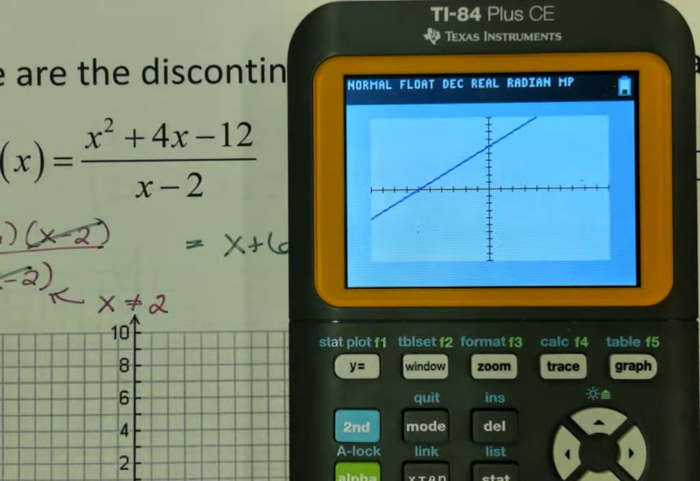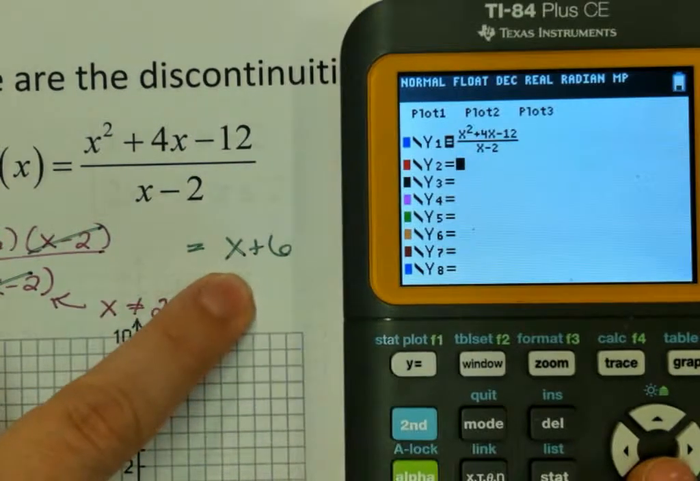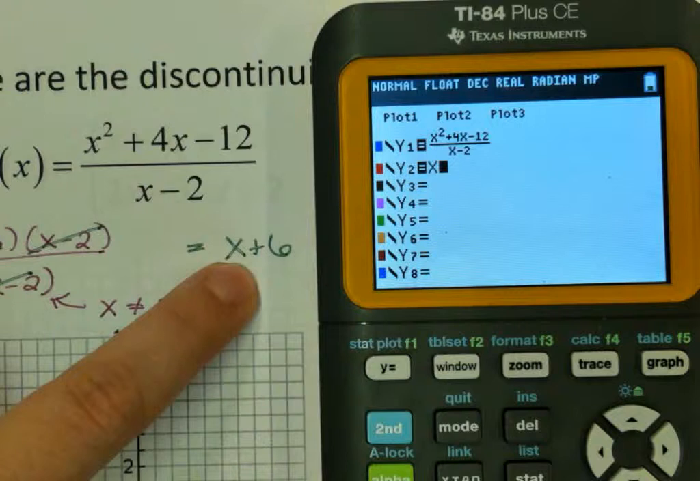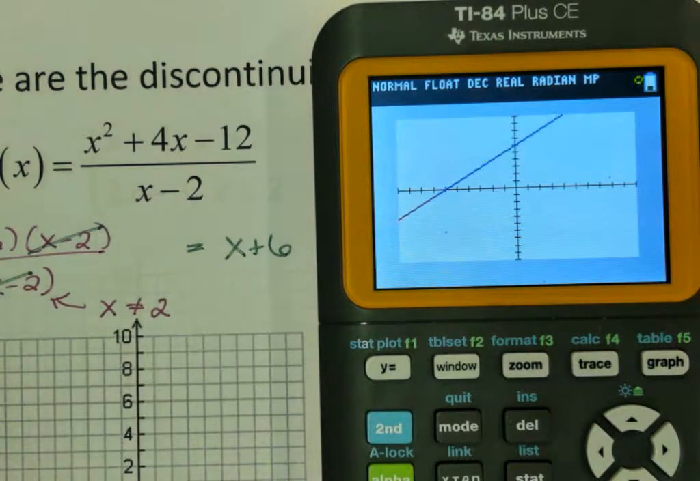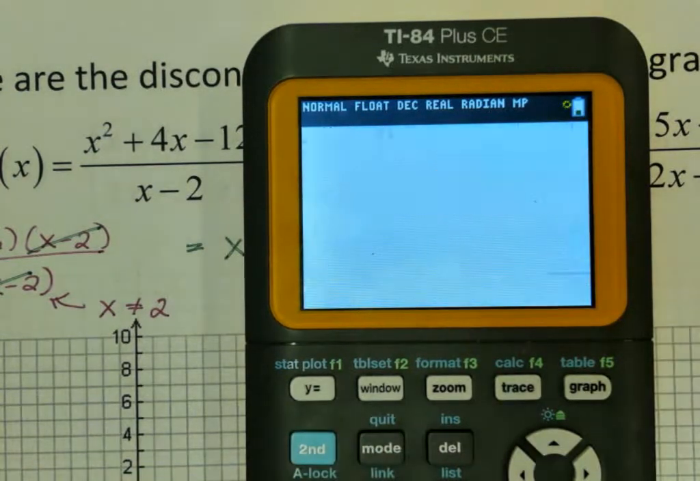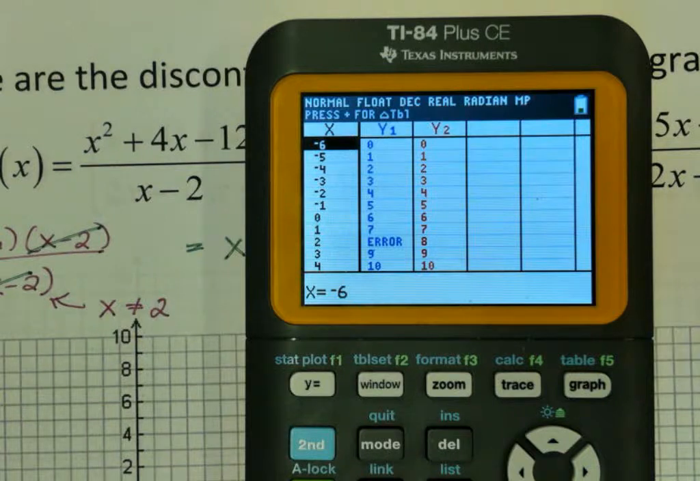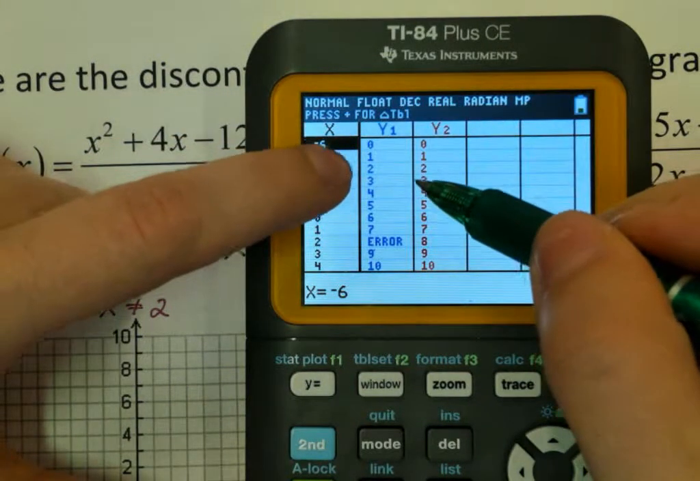Now that is pretty much just a straight line, right? Now I want you to go back to your y equals, and on the next line I want you to just type in what it simplified to. And graph that. What happened? It's the same thing. Let's go look at our table. Are they the same thing? They are extremely same.